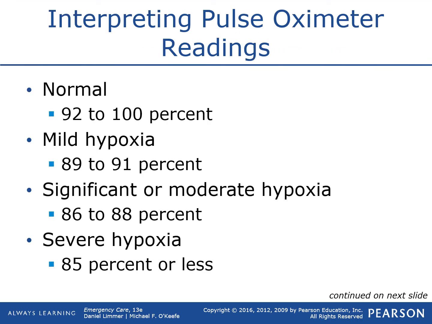So when we're looking at the numbers, like I said, our normal range is around 92 to 100%. You have some mild hypoxia if you're around 89 to 91%. You have pretty significant hypoxia if you are 86 to 88%. And you have severe hypoxia if you're 85% or less. Typically, I tell people, if you have severe hypoxia, I don't need a tool to tell me that. You are going to see that on your patient.